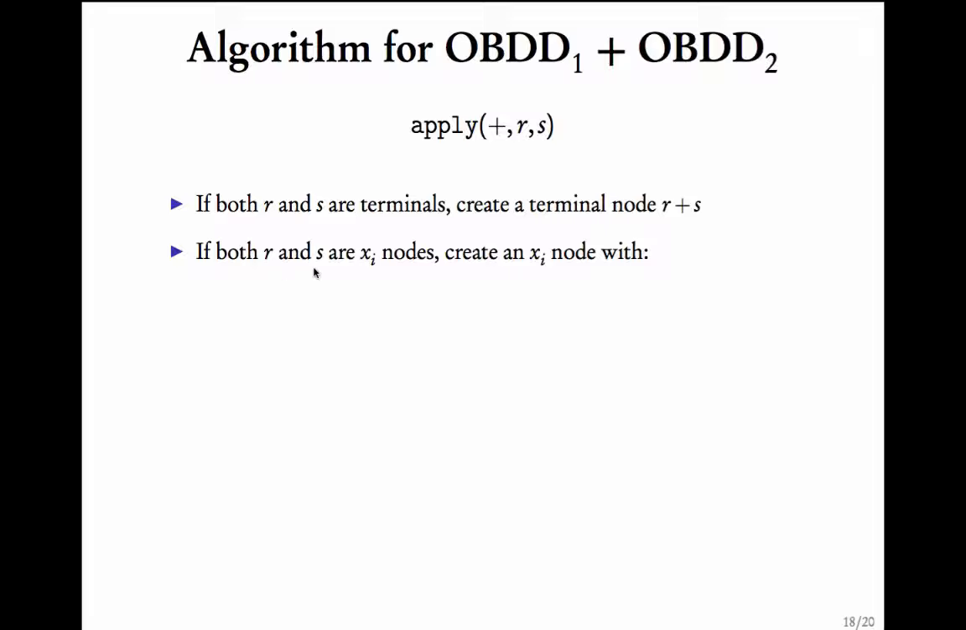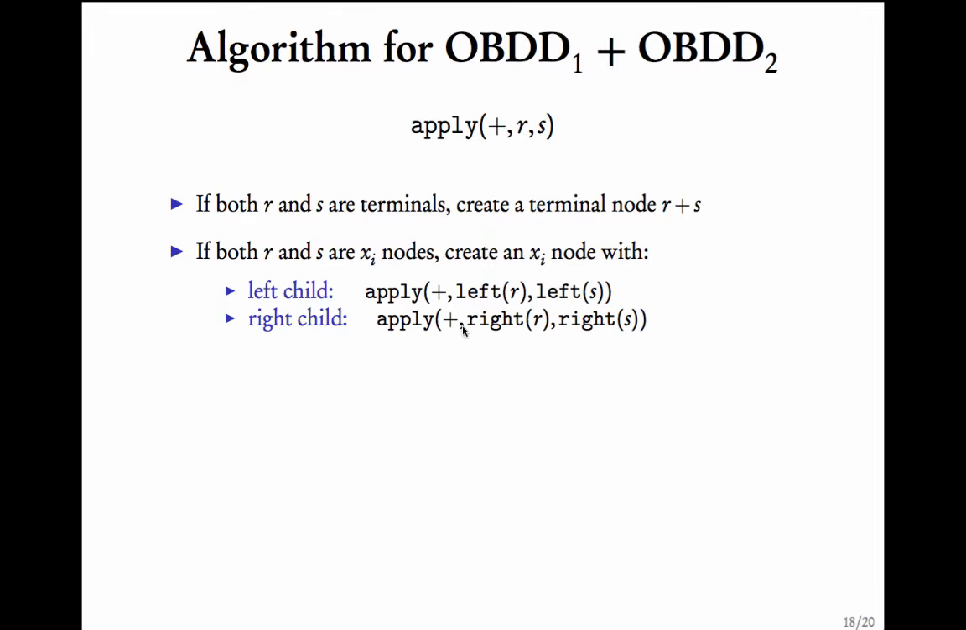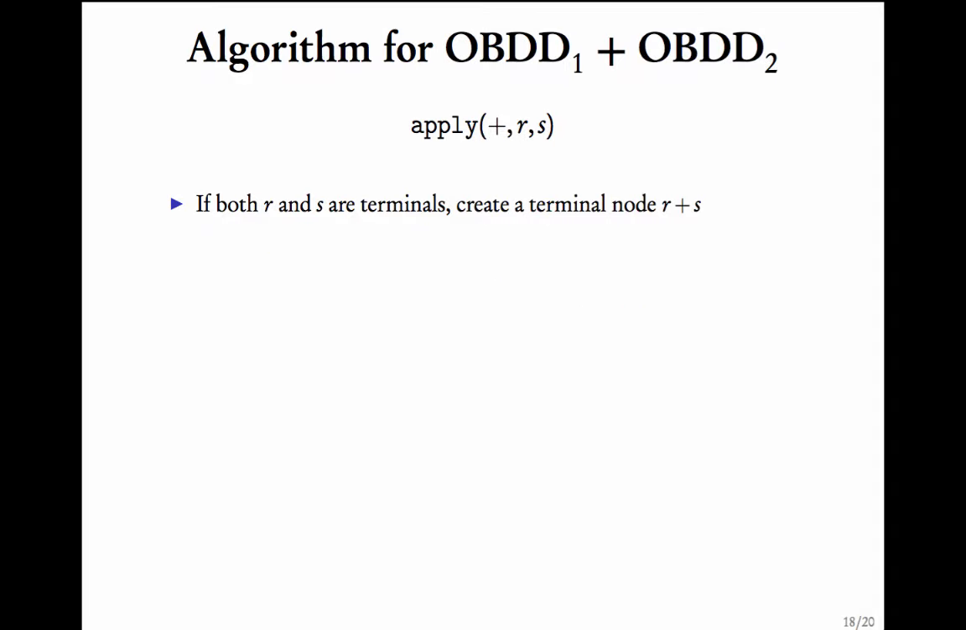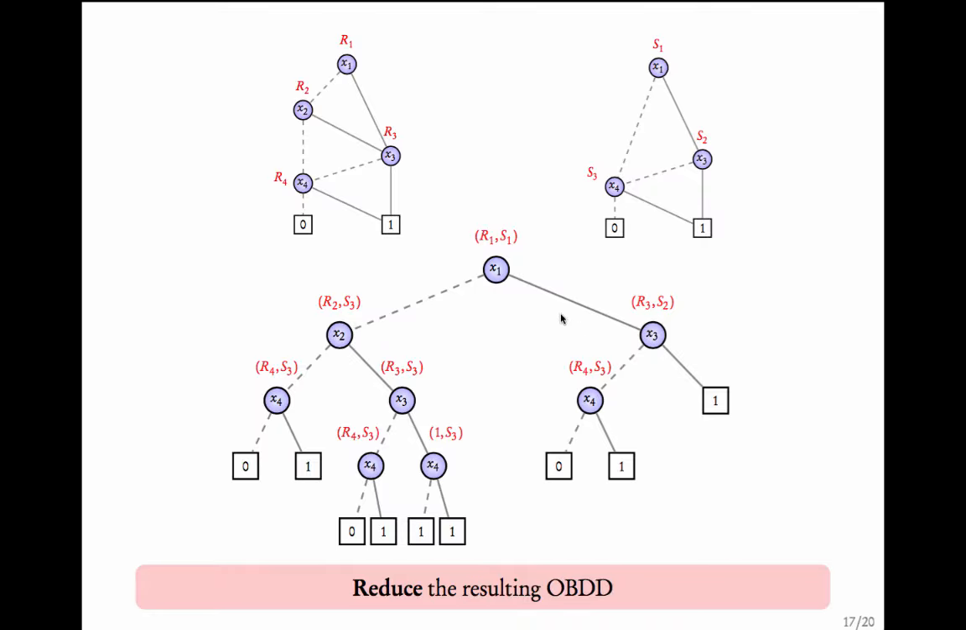If both R and S are Xi nodes, create an Xi node with the left child being apply on the left of R and left of S, and the right child being apply on the right of R and right of S. Let me say what it means in this algorithm. Firstly, when you have terminals, when you have apply of 0 and 0, you just take the sum.